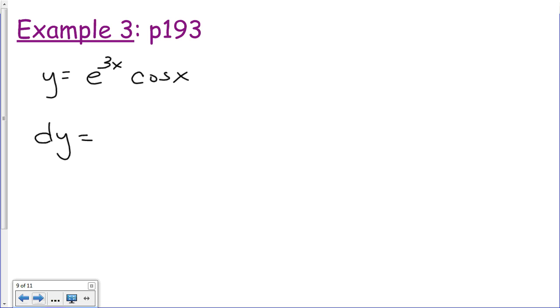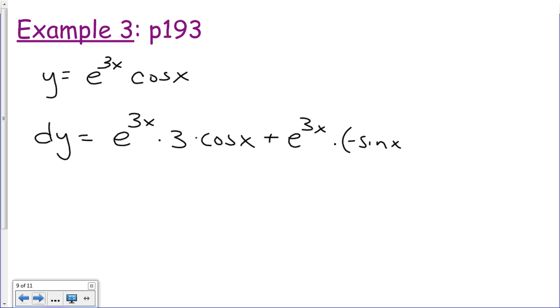It's a product, so we've got to follow the product rule. The derivative of e to the 3x is e raised to some power. It's the derivative of the outside function. Chain rule says you substitute in the inside function, the 3x, and then you multiply that by the derivative of the inside function, which is 3. So there's the derivative of the first function times the second function. And then we add that to the first function, e to the 3x, times the derivative of the second function. Of course, the derivative of cosine is negative sine of x.